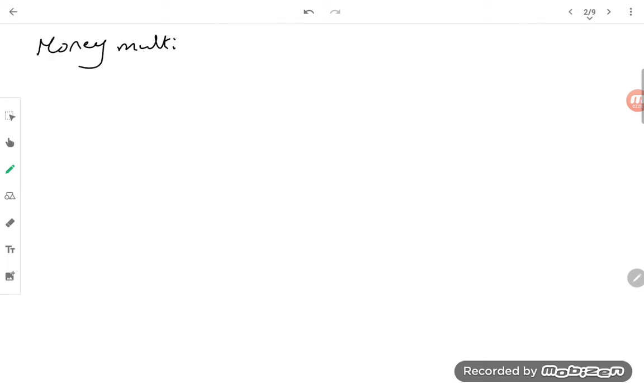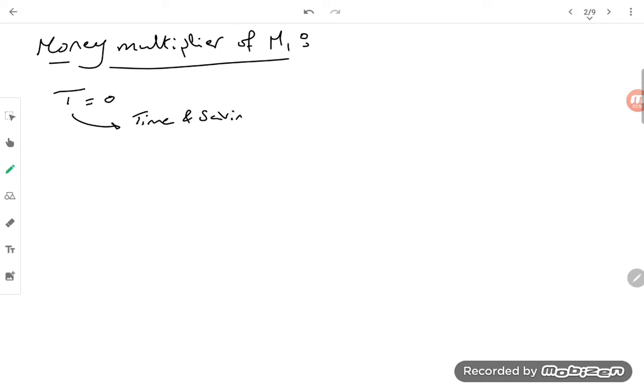And we have to calculate the money multiplier in the case of M1. As we said before, M1 is the narrowest definition of money supply. It's calculated in this case as C plus D. So in this case, we are going to relax two assumptions, which means that C is not equal 0 and ER is not equal 0, while we keep the third assumption as it is, which means that T equals 0, or in other words, time and saving deposits equal 0, or that all types of deposits are checkable deposits only.